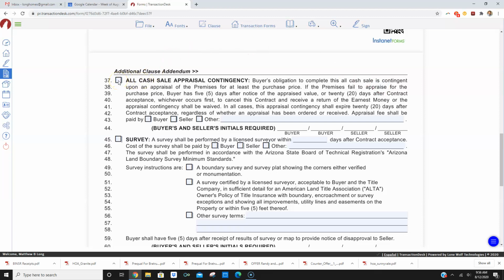Frankly, you kind of lose the power of a cash purchase if you do that, but it is what it is. Buyer's obligation to complete this all-cash sale is contingent upon an appraisal of the premises for at least the purchase price.